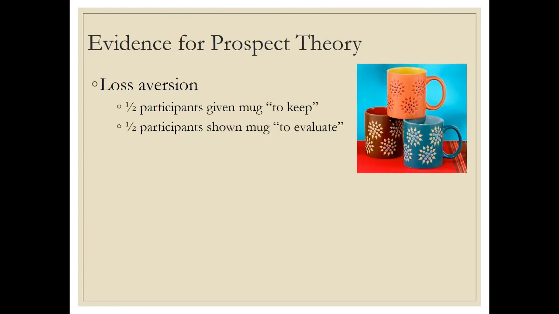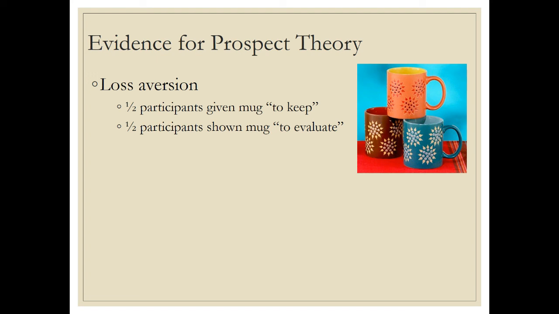So here's some evidence, just one piece of evidence. There's plenty of evidence. This is one example. Participants were brought into the lab and handed a mug, and half of them were given this mug and told, "This is yours to keep." The other half were given this mug and told, "This is yours to evaluate." Right? So there's no possession, no ownership. You don't own this. It's just here for you, right?